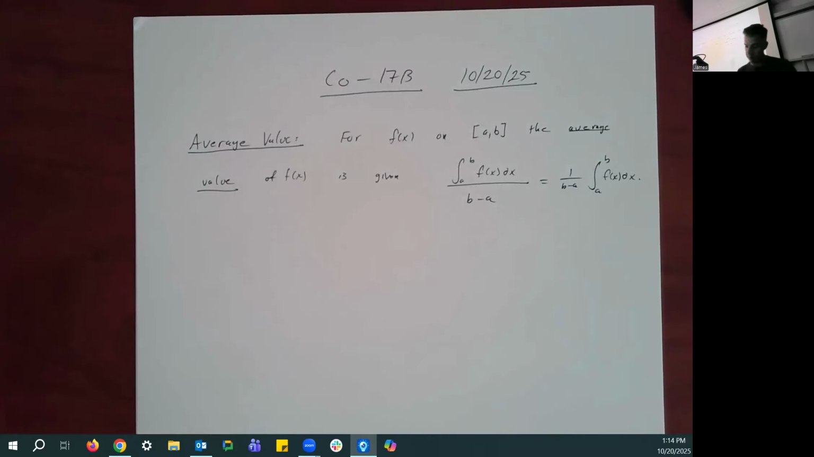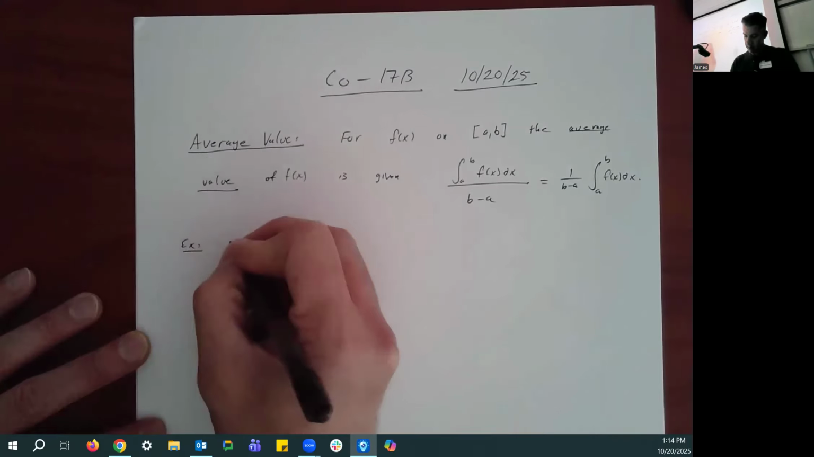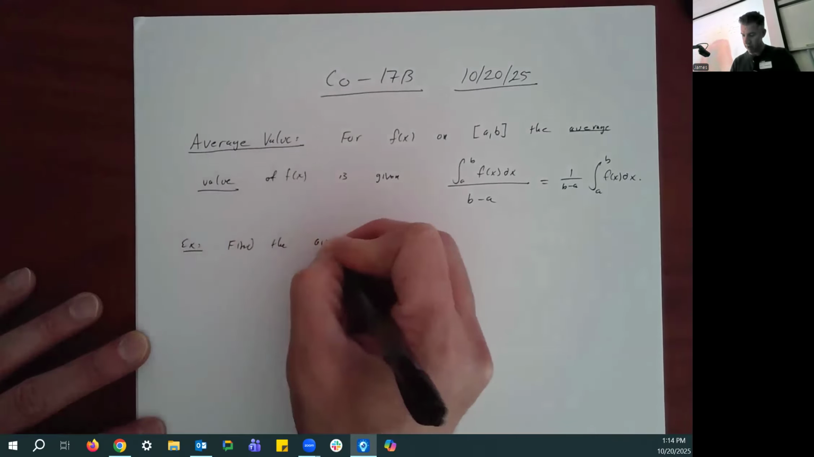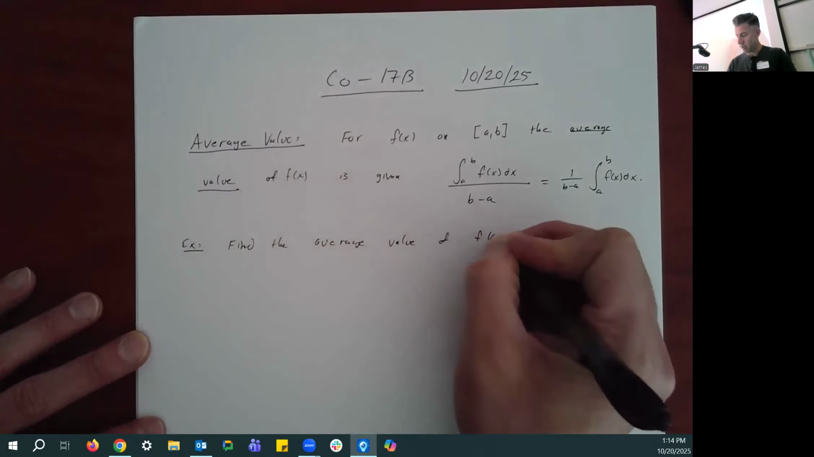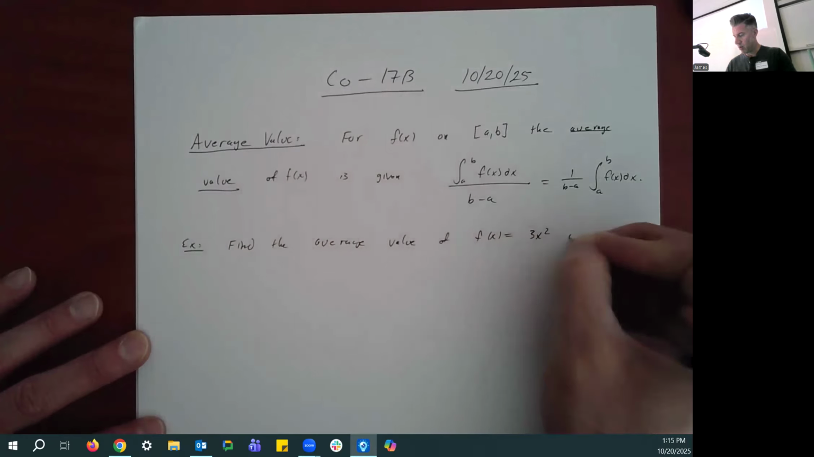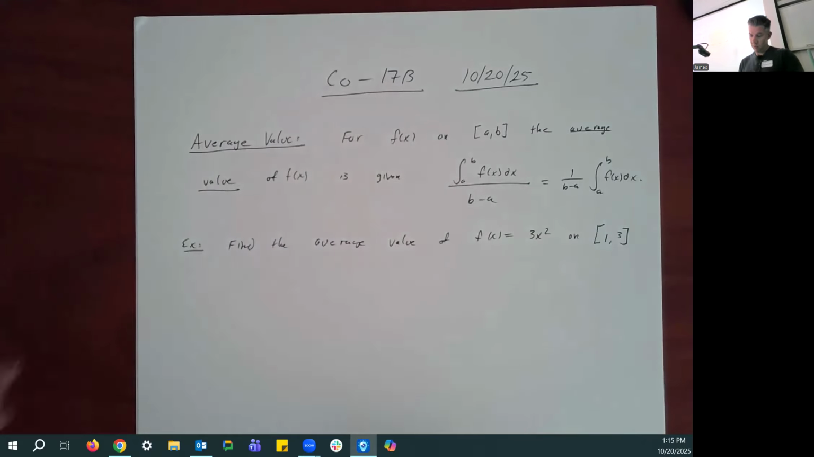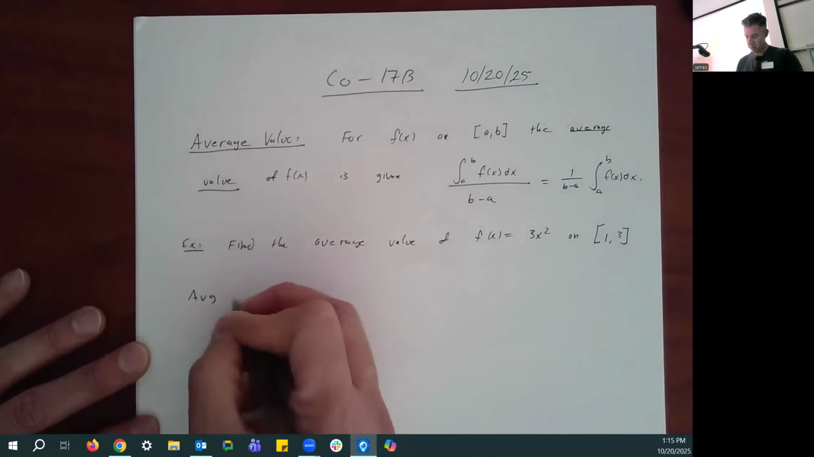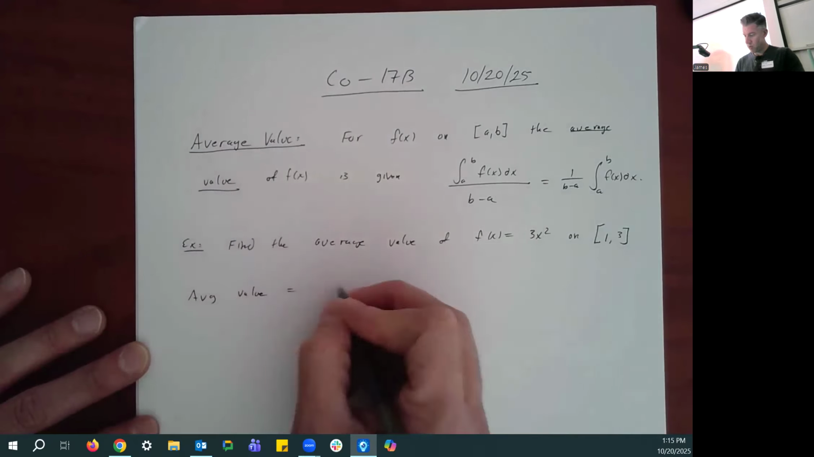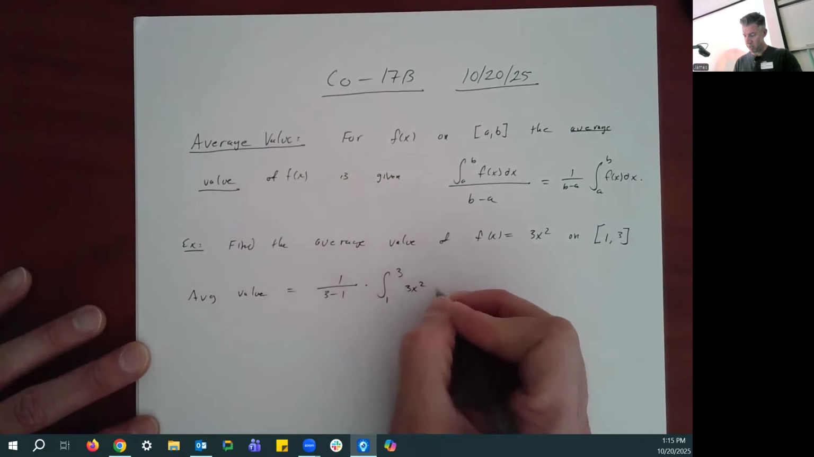Not too bad. So for example, we could find the average value of f of x equal to 3x squared on the interval from 1 to 3. Cool. So here's how we're going to do it. It's going to be equal to 1 divided by 3 minus 1 times the integral from 1 to 3 of 3x squared dx.